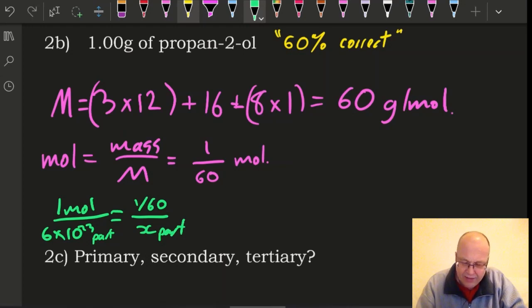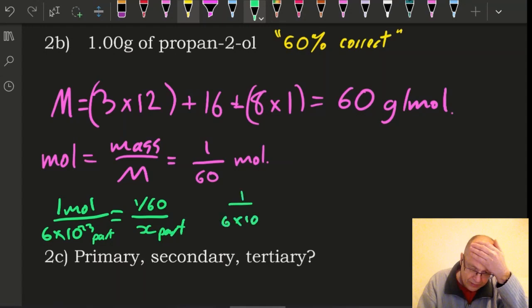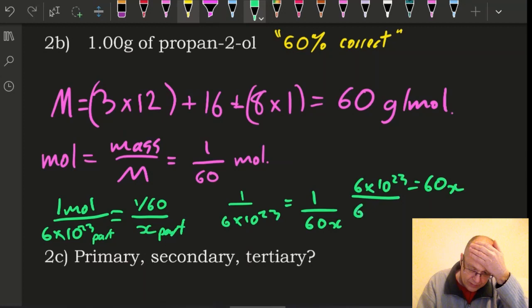I've got a feeling that that's easier than it's supposed to be. I'm not going to use my calculator, see if I can do it with my brain. So the 60 goes at the bottom. So 1 over 6 times 10 to the 23 over 60x. So divide by 60, get rid of that. So that becomes 1. Divide by 10.